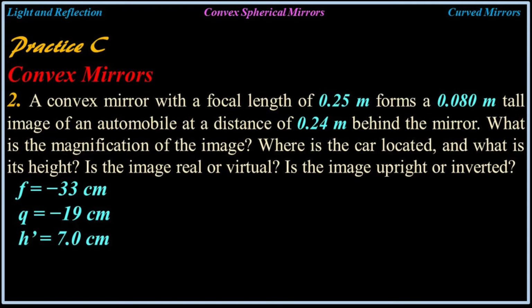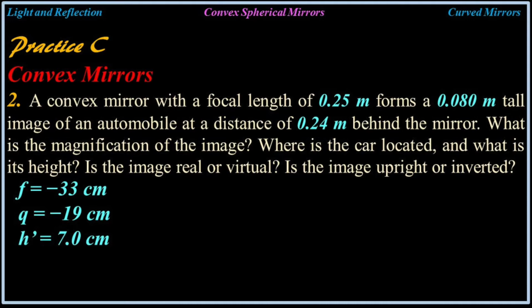Okay, next problem. A concave mirror with a focal length of 0.25 meters forms a 0.080 meter tall image of an automobile at a distance of 0.24 meters behind the mirror. What is the magnification of the image? Where is the car located? And what is its height? Is the image real or virtual? Is the image upright or inverted?